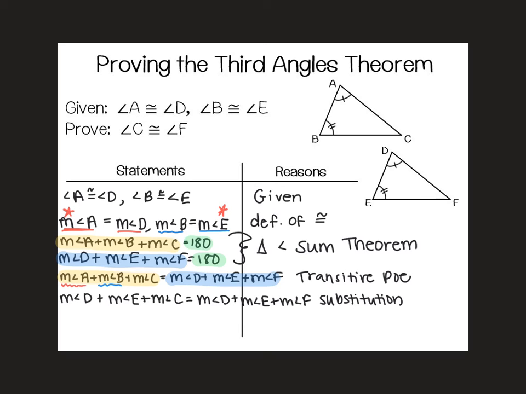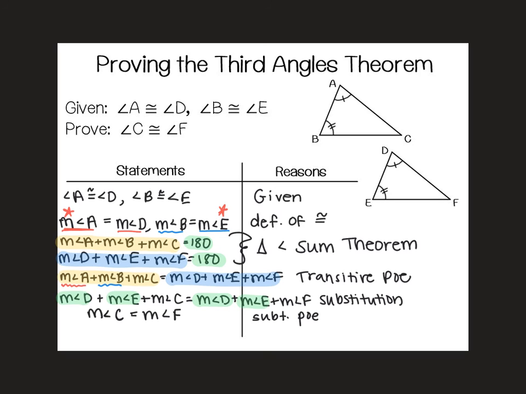Now, if you look on both sides of this crazy long equation, I have some matching items. I have matching measure of angle D's and measure of angle E's. If I wanted to remove those, I would subtract them from both sides and that would cause them to cancel out. So then I would be left with the measure of angle C equals the measure of angle F, subtraction property of equality.